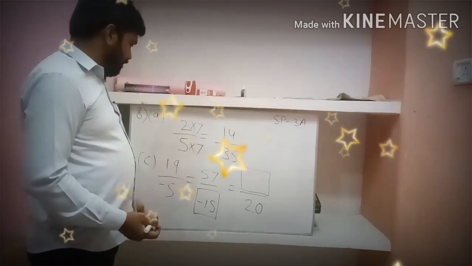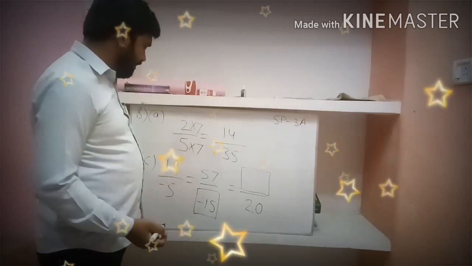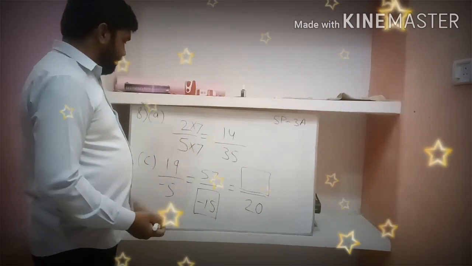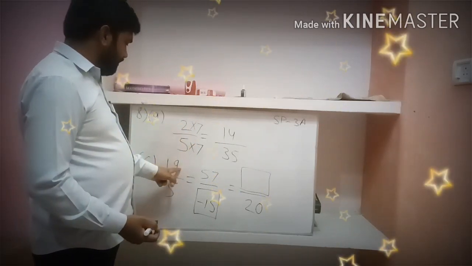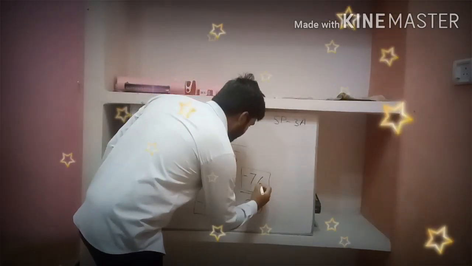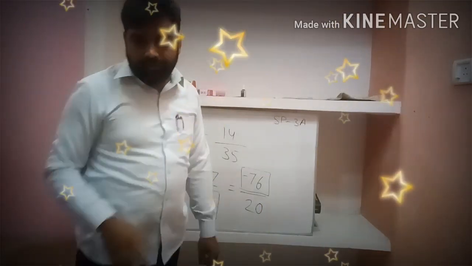So minus 4. So minus 5 multiply minus 4 gives you the plus 20. So here also you have to multiply by minus 4. So 19 4s are 76, and with the minus it is minus 76. So what you got the answer? Minus 76. Okay, so that is the answer, minus 76.